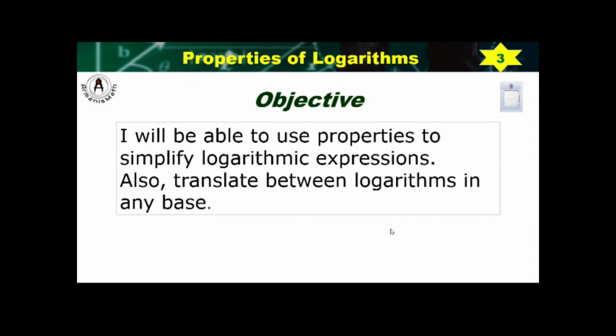Give me one word from the objective, please, if you're on the live stream or the other sides. Properties. I will translate.